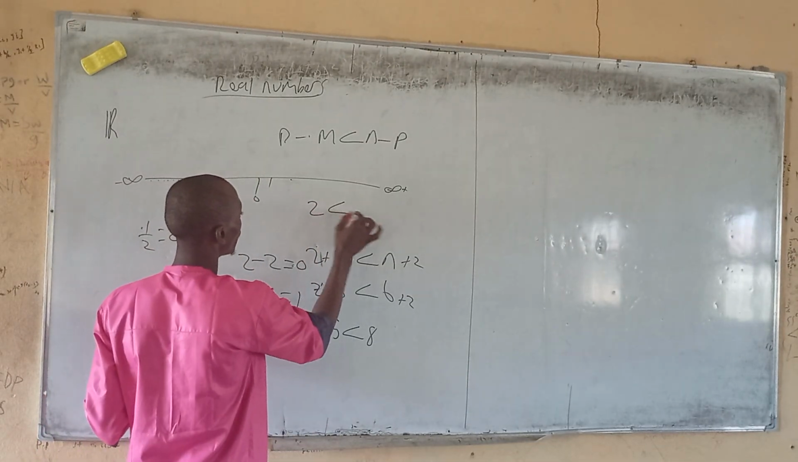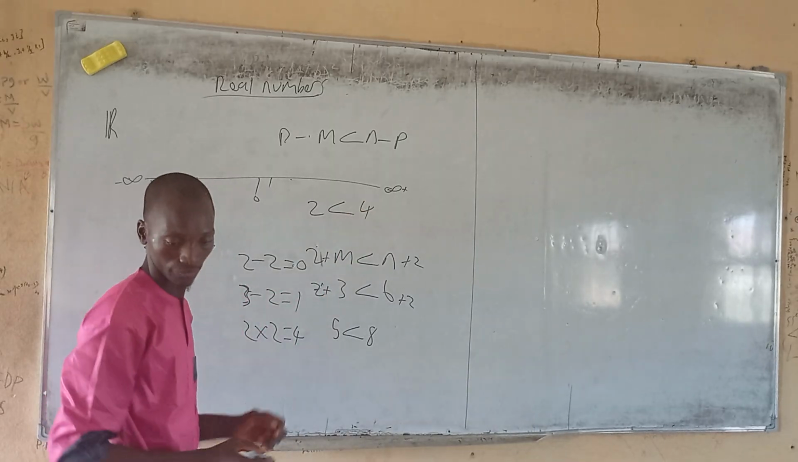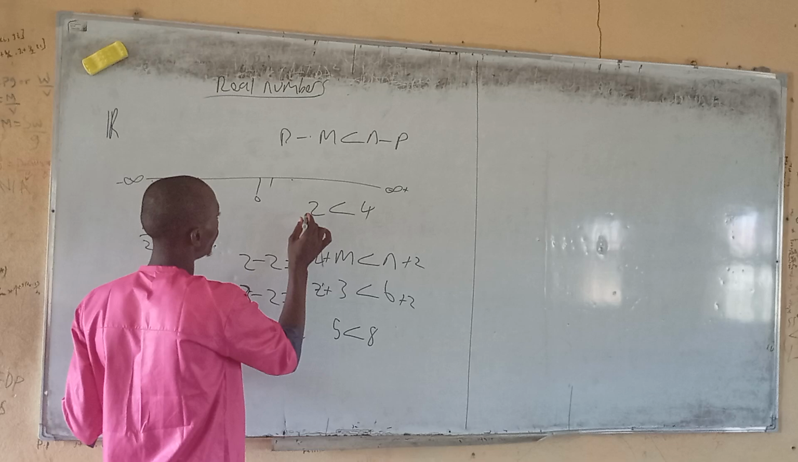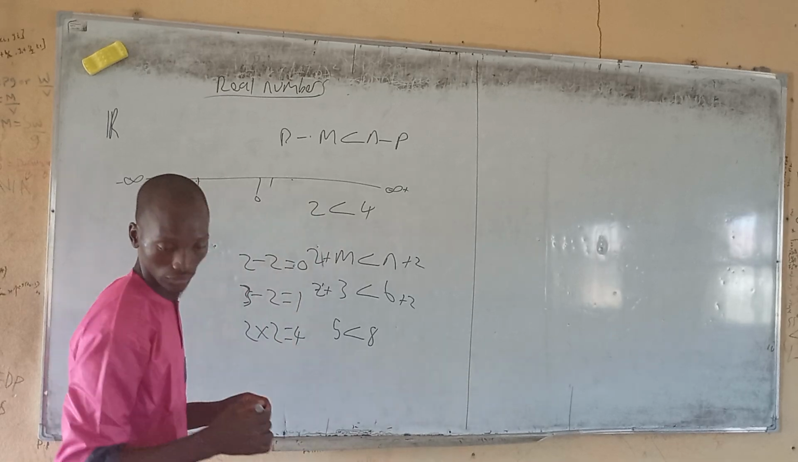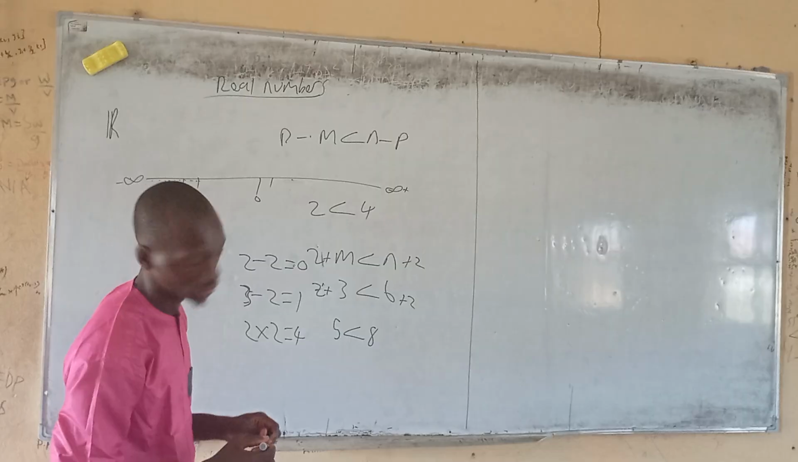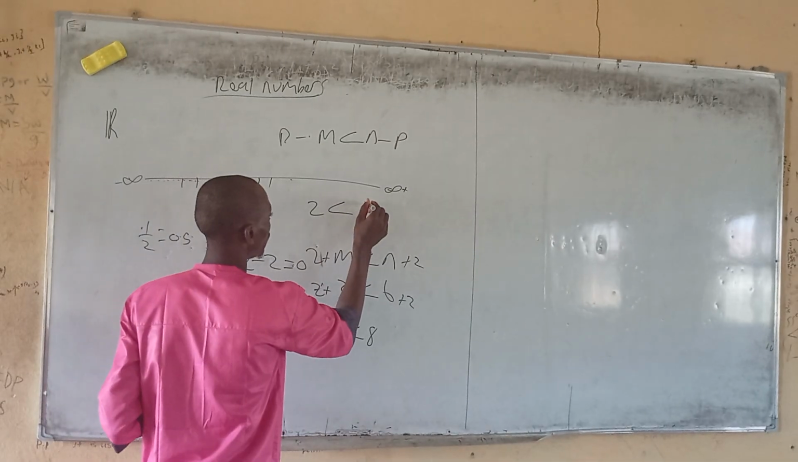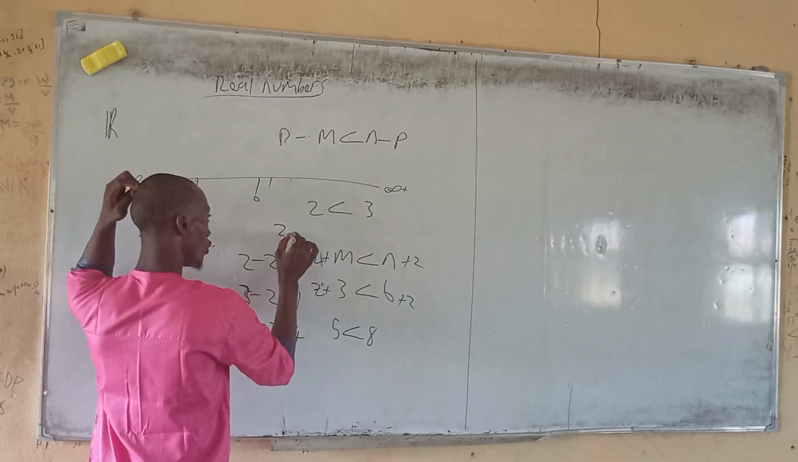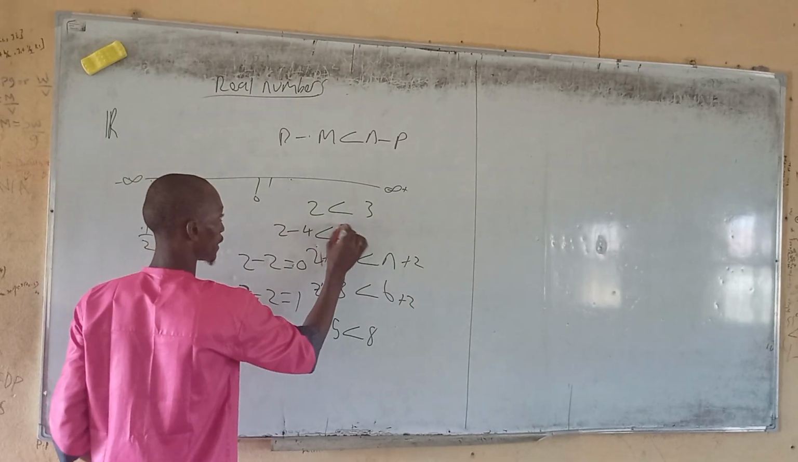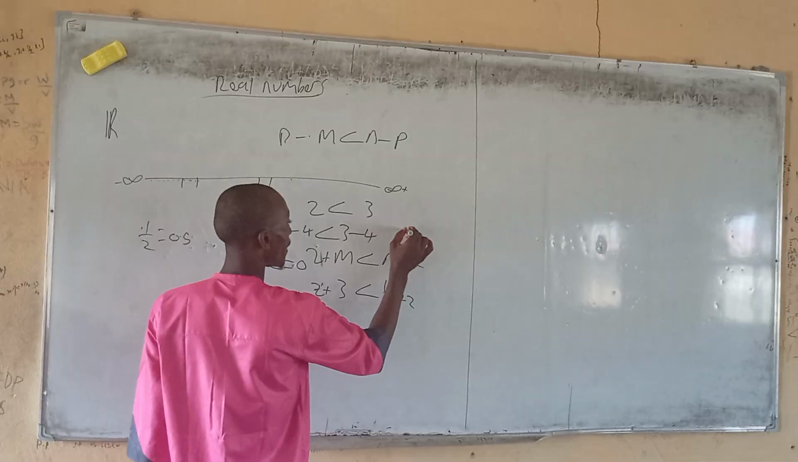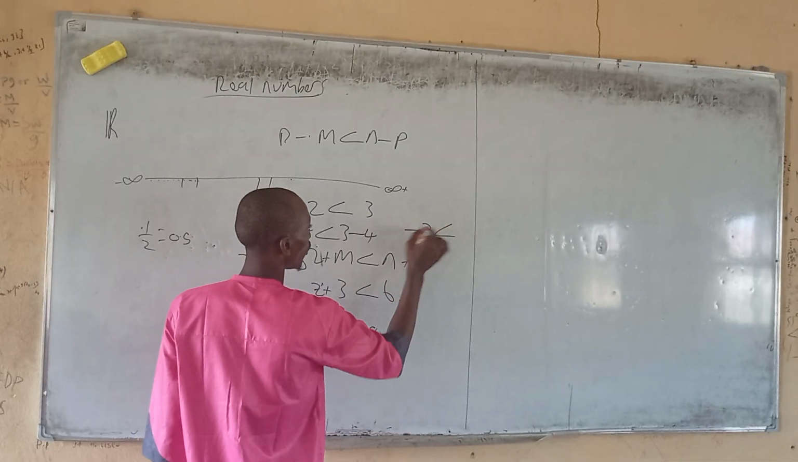So 2 is less than 4. Okay, now let's add, no, 2 is less than 3. Let's subtract 4 from both sides. Here will now be 2 minus 4 is less than 3 minus 4. 2 minus 4 gives us what? Minus 2 is less than what? 1.